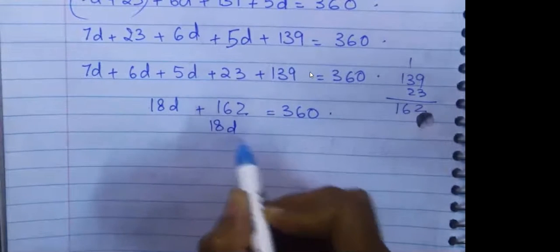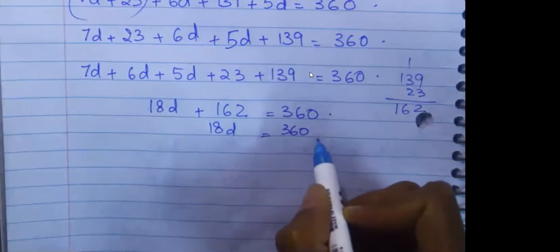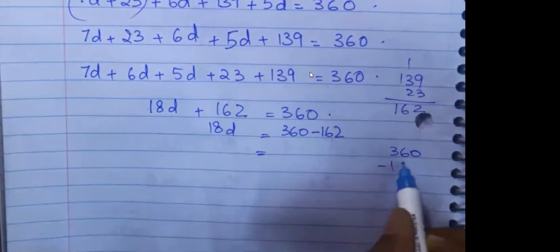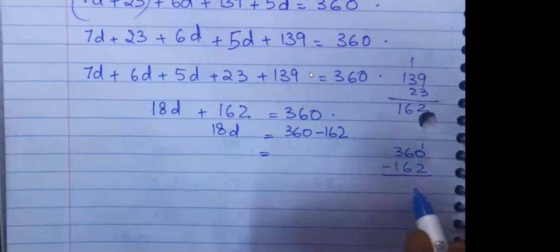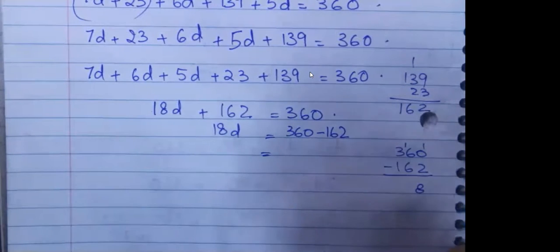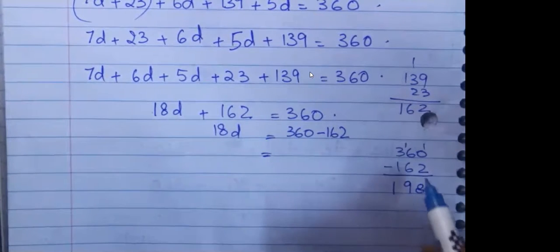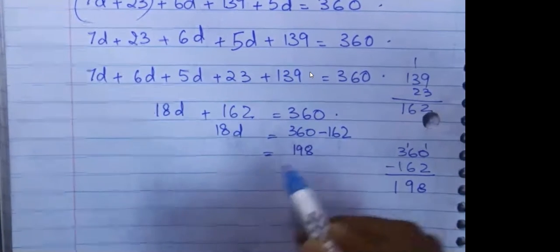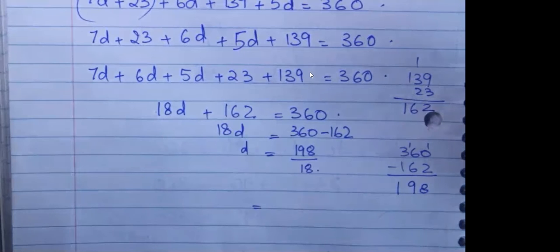Okay. Now, teacher, we will take the 162 to the other side. So 360 minus 162. It will be 198. Then there's 18D, so then we will put the 18 to the other side.